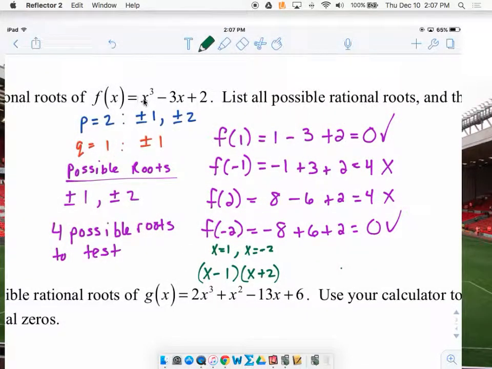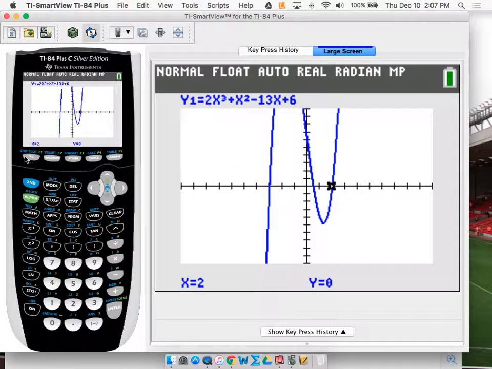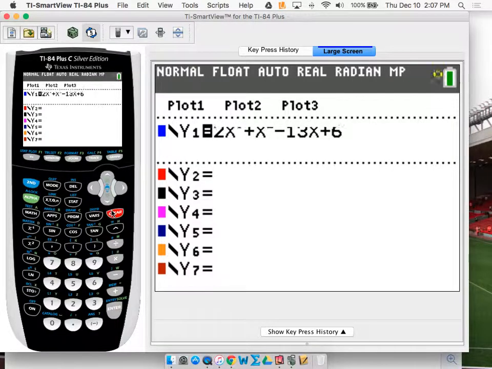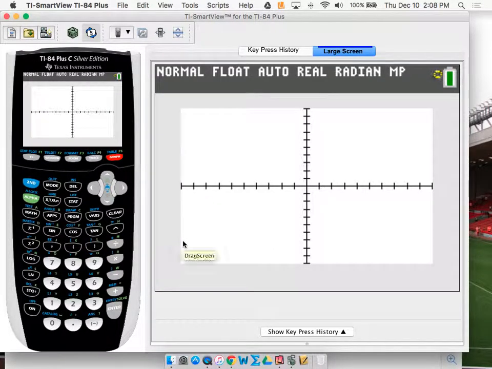All right, so what you should put in: x cubed minus 3x plus 2. So I have x cubed minus 3x plus 2. And then I'm going to hit graph. Okay, so looks like I got a root at negative 2 and positive 1.